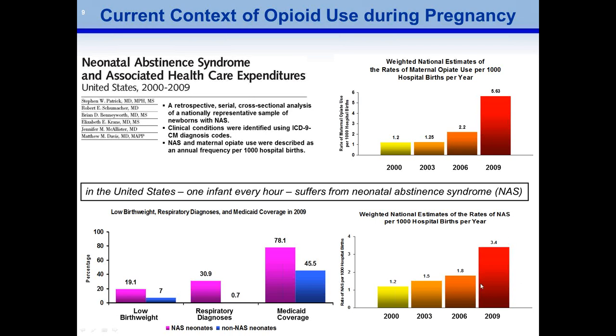And as we would expect, if you have pregnant women that are using opiates, you're going to have babies that are also going to have neonatal abstinence syndrome. Those figures have also increased, from 1.2 in 2000 to 3.4 in 2009.